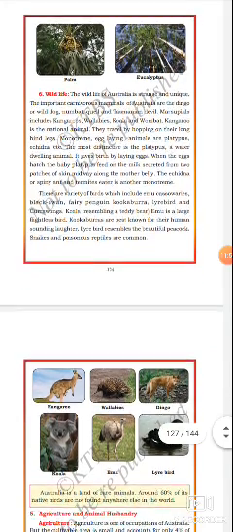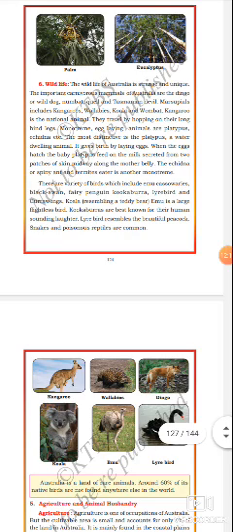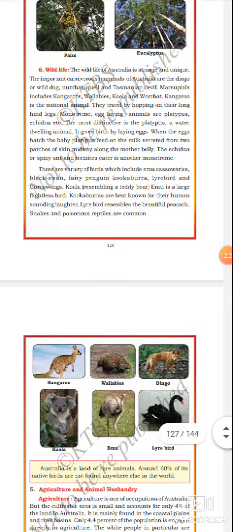Which is the national animal of Australia? Kangaroo is the national animal of Australia. Got it? They travel by hopping on their long hind legs. Monotremes, the egg-laying animals, are platypus, echidna, etc. The most distinctive is the platypus, a water-dwelling animal. It gives birth by laying eggs.